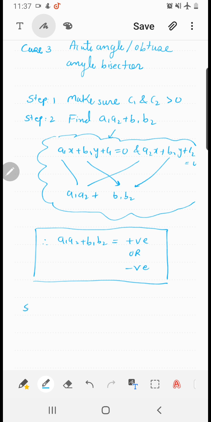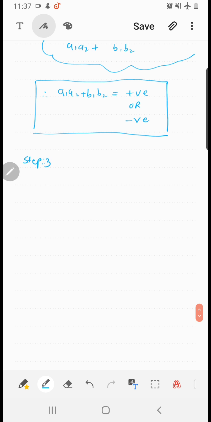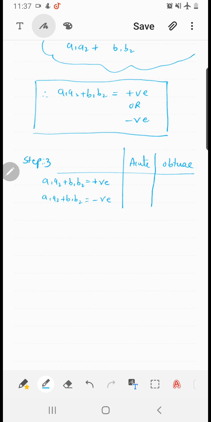Okay, now in step number 3, what we do is we follow a small table. Now this time we write here acute, obtuse, and we write here the value, that is A1 A2 plus B1 B2 is positive, or A1 A2 plus B1 B2 is negative. And what we are looking for is acute, obtuse. Okay, so the small table we need to remember.